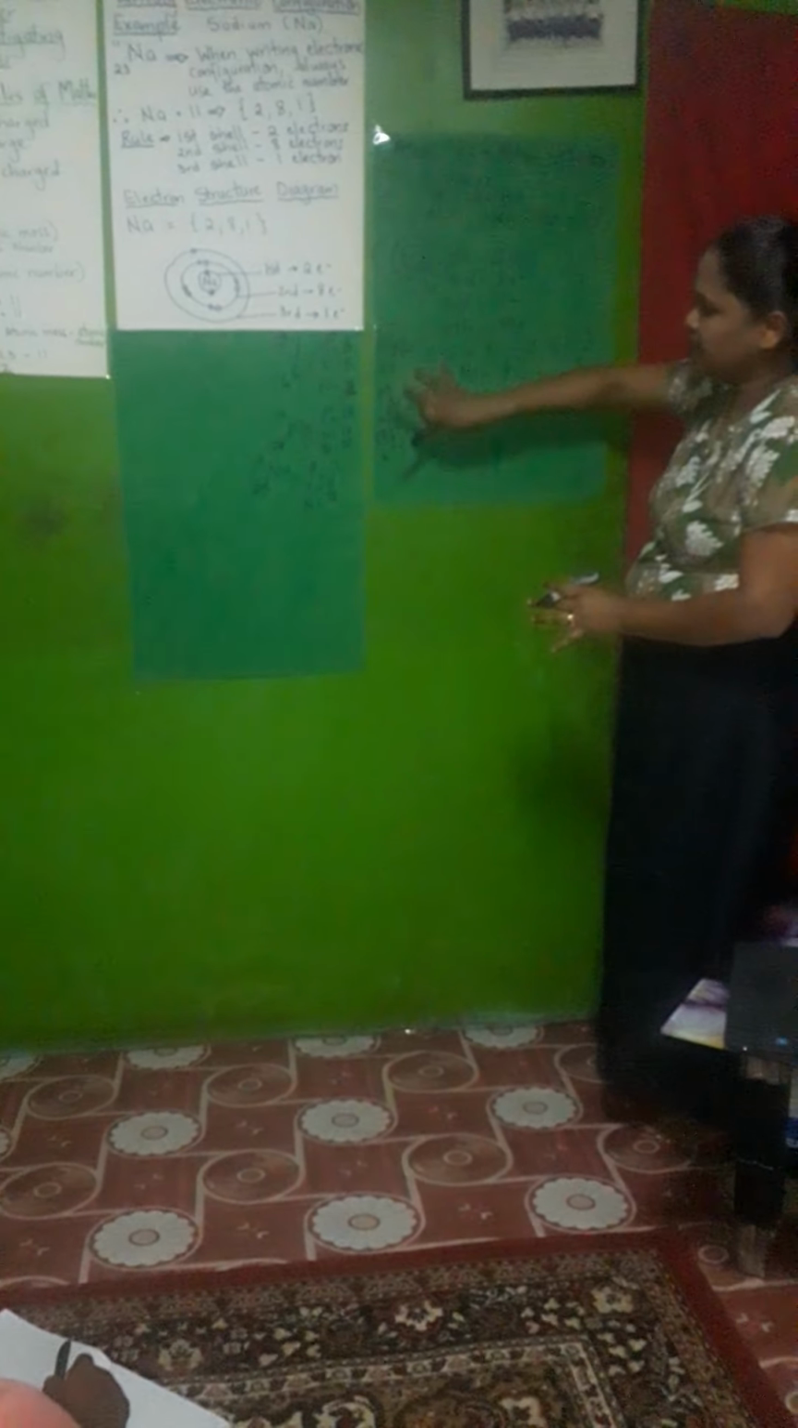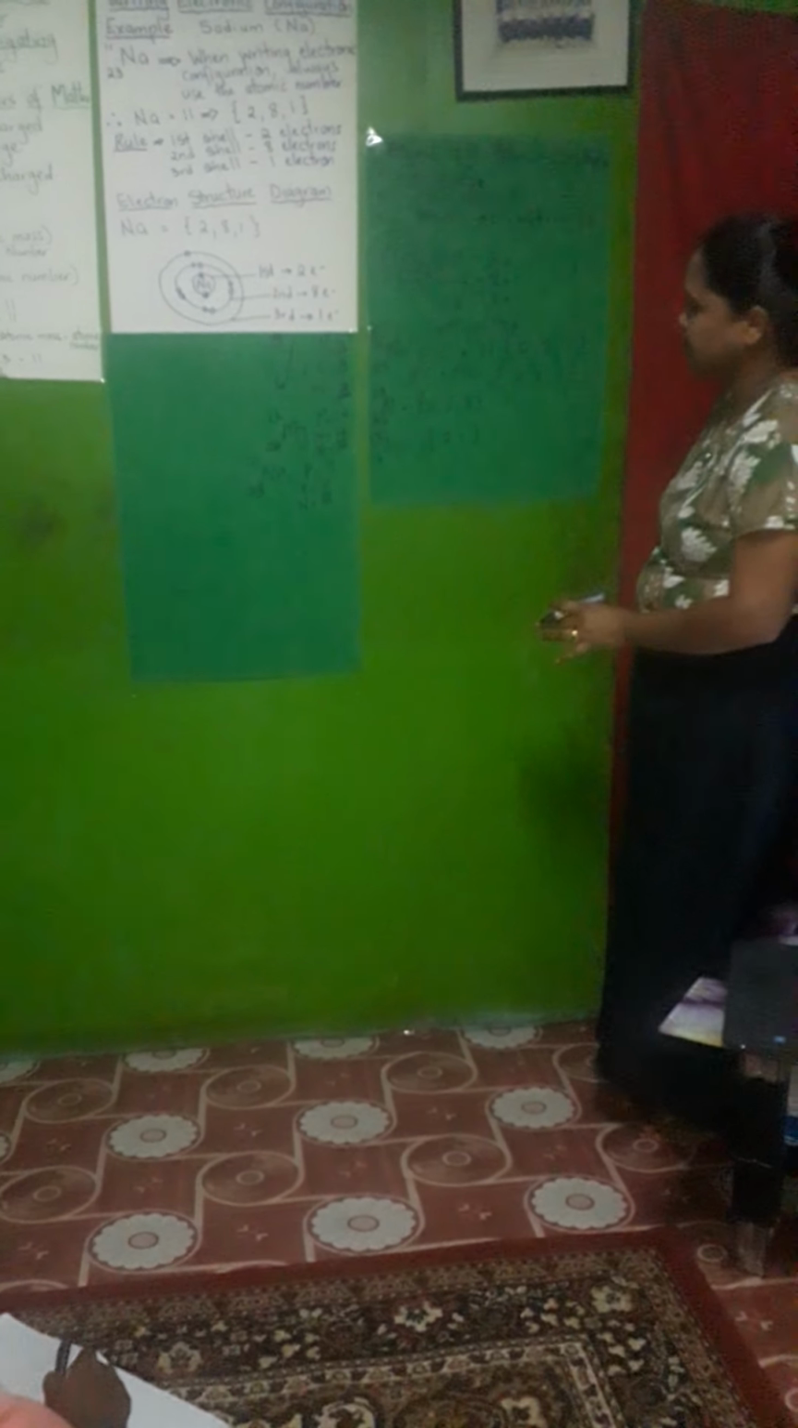And the last part of this class today is determining the electron structure diagram. So let us just use these examples to draw your electron structure. So first we'll do it for sodium. The electron structure diagram will be composed of the electron shells, and there will be electrons that will be orbiting that shell. So let's look at sodium.